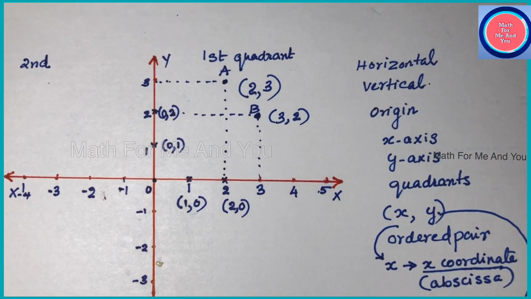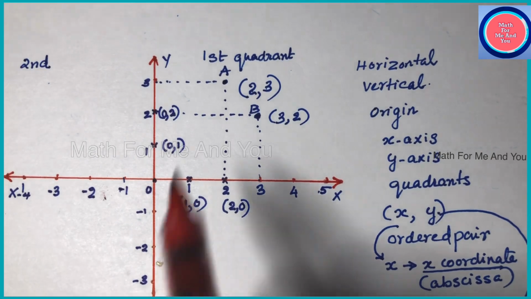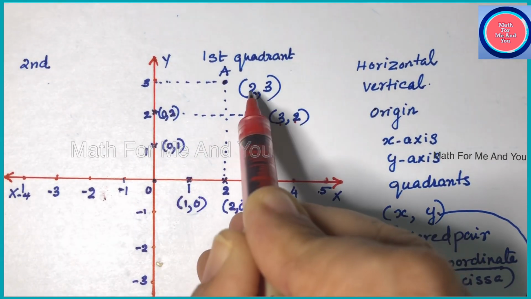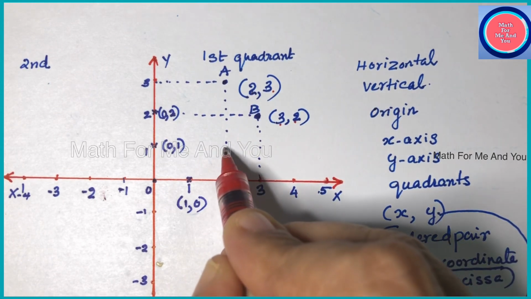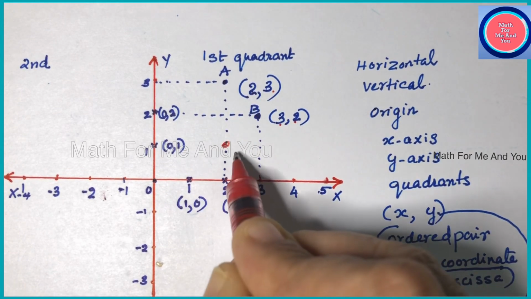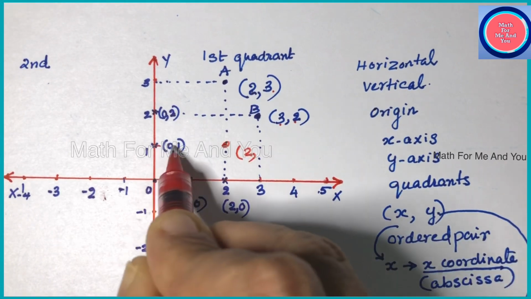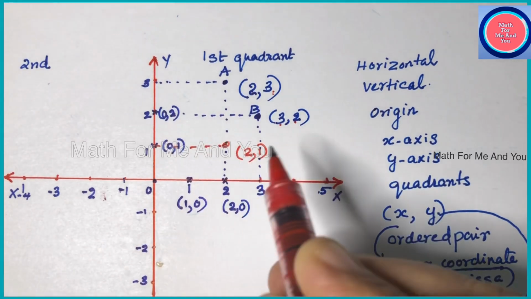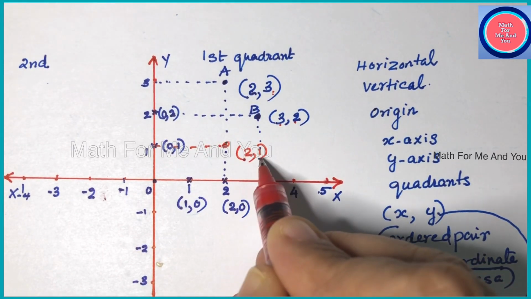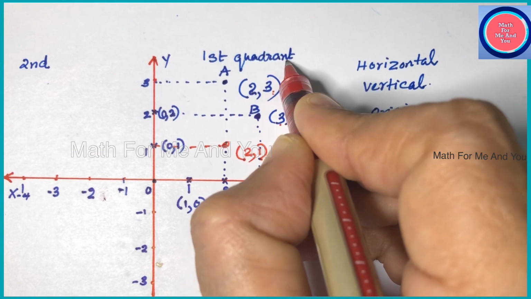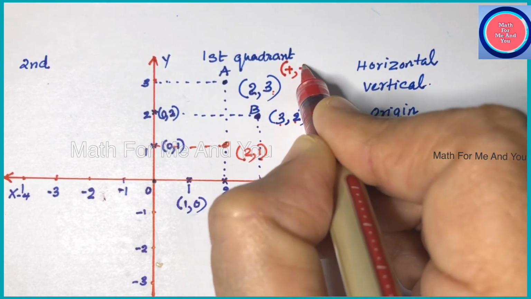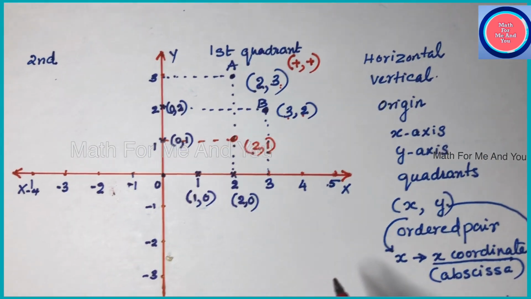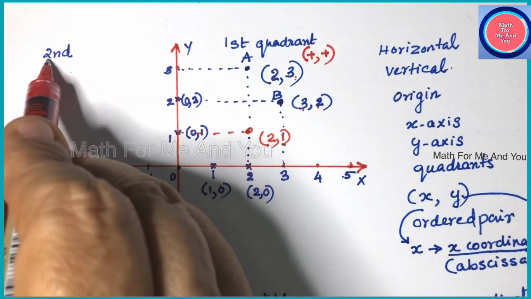Next, let's see what's the nature of points in each quadrant. In the first quadrant, we have already marked 2 points, 2, 3 and 3, 2. Let's mark one more point. See here, I am going to mark a point and its x number is 2. What about the y number? It is 1. So the point we can write 2, 1. When we look at all these 3 points, one thing is very clear, that the x number and y number in each point is positive. So we can write x number positive, y number positive. Positive, positive is the nature of the first quadrant point.